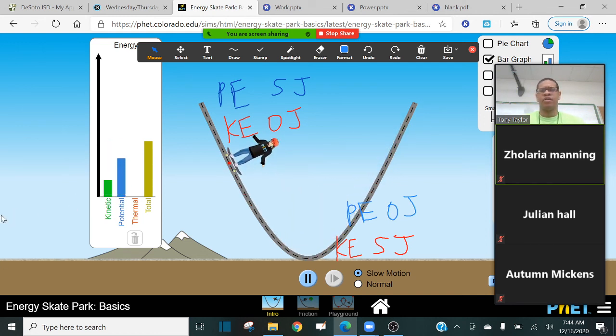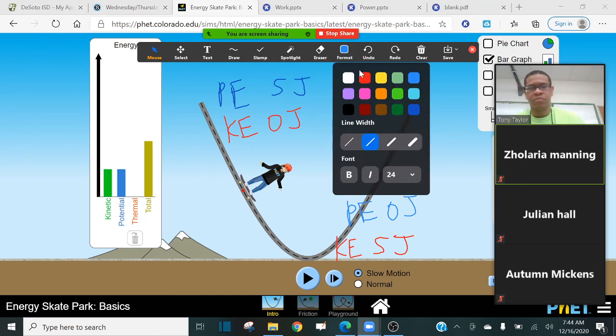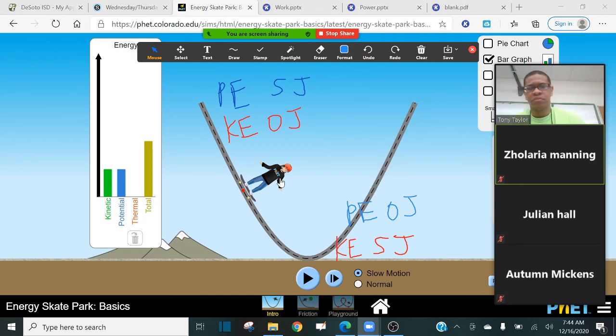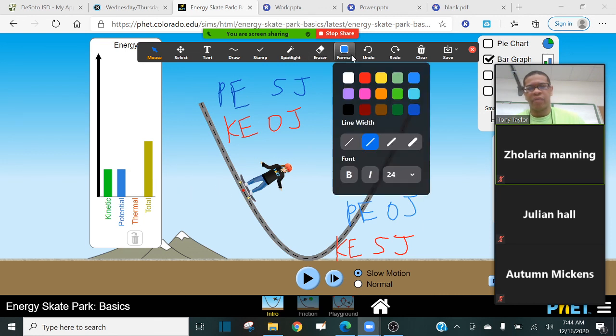One more thing I want to say here, guys, and this is very important that you guys know this for the test. At this halfway point right here, this is the only point on the system where the system's potential energy is equal to the system's kinetic energy. And we see that here. So notice at this halfway point right here.